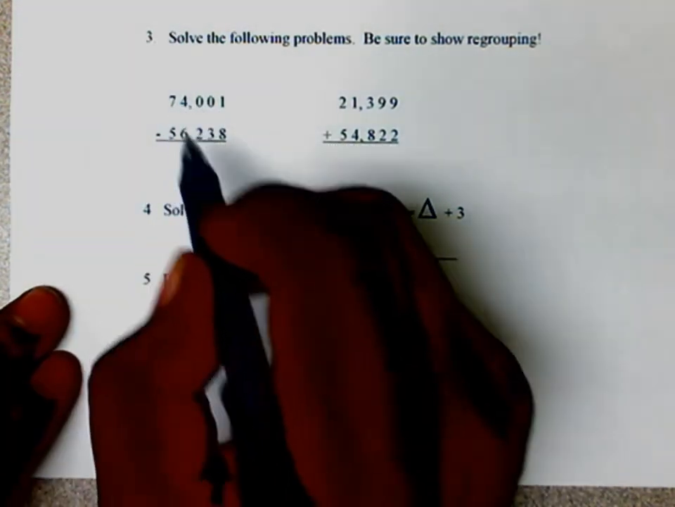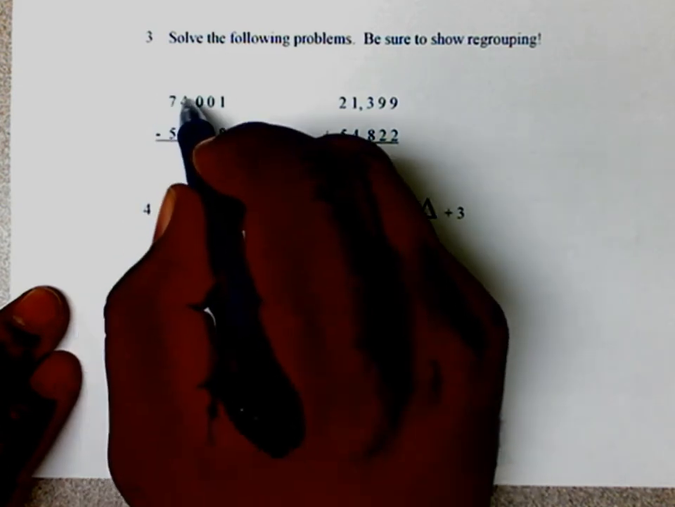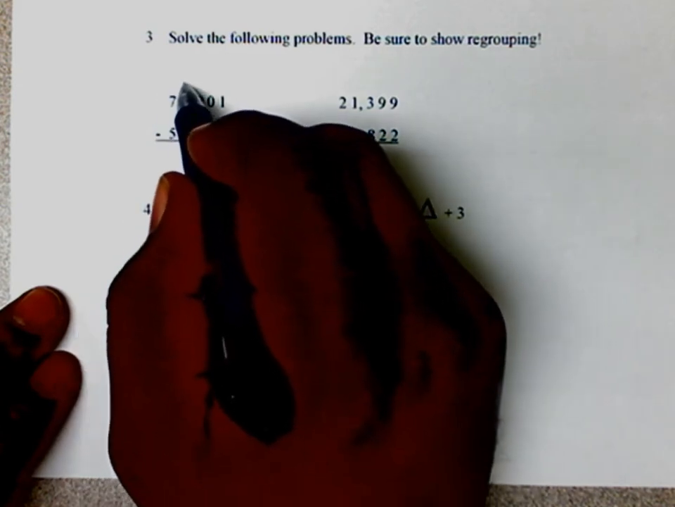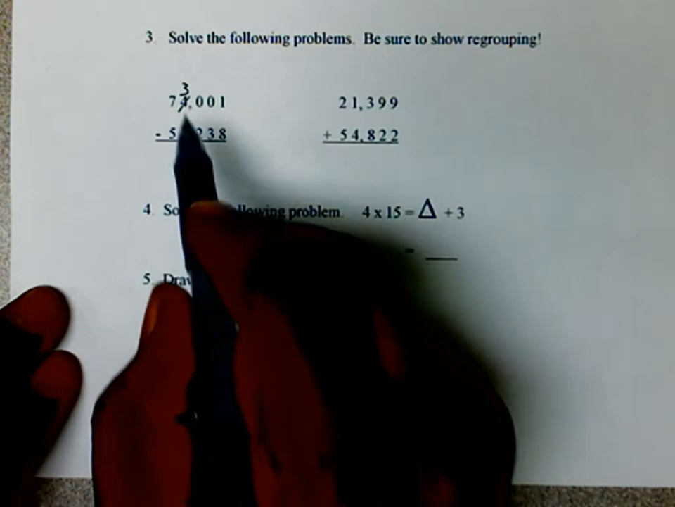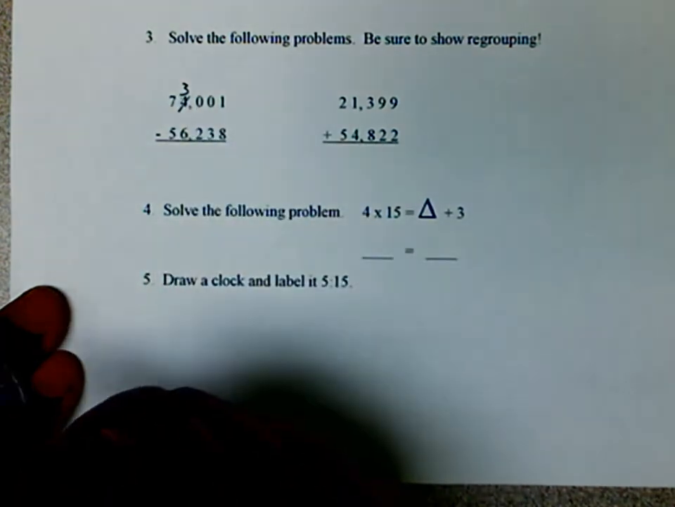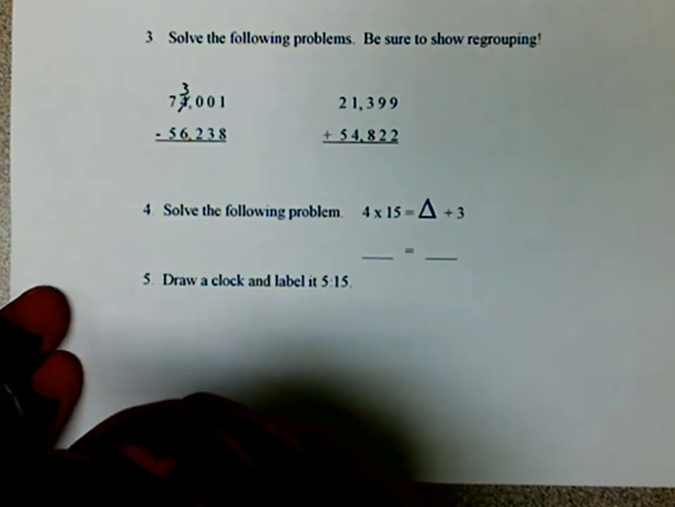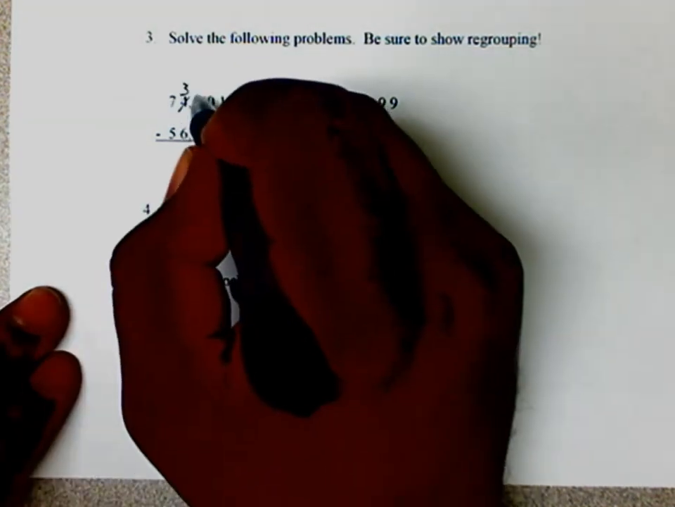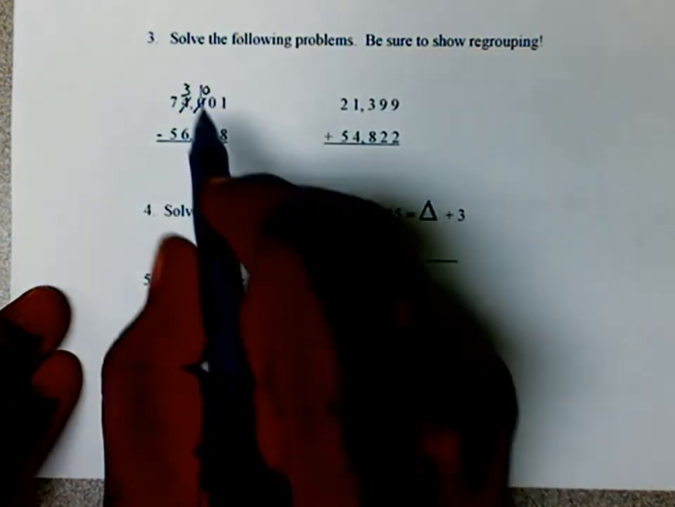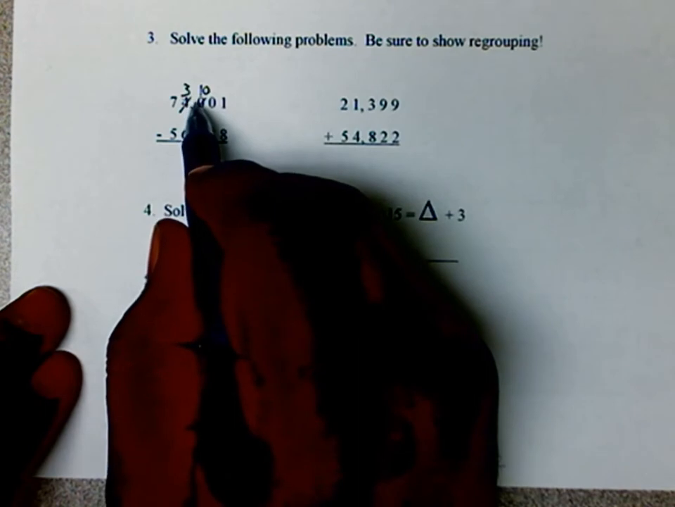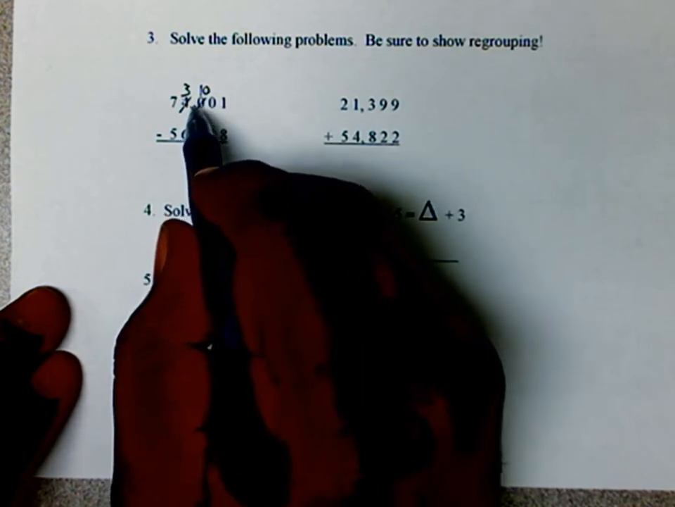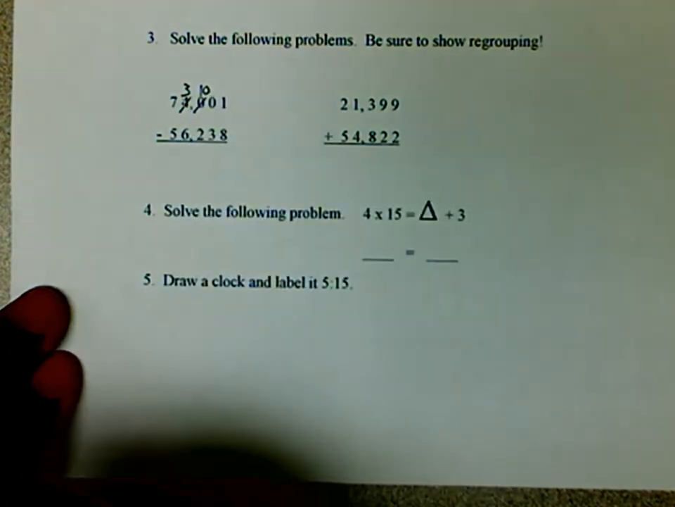We have 4 thousands here. We're going to borrow one. That means we're going to have 3 thousands left. One of these is 10 of those. So that 1,000 we borrow will turn into 10 hundreds and add to the 0 hundreds, which means we will have 10 hundreds. Remember, don't write the number 1 next to the 0. Cross the 0 out and put the number 10 above it.